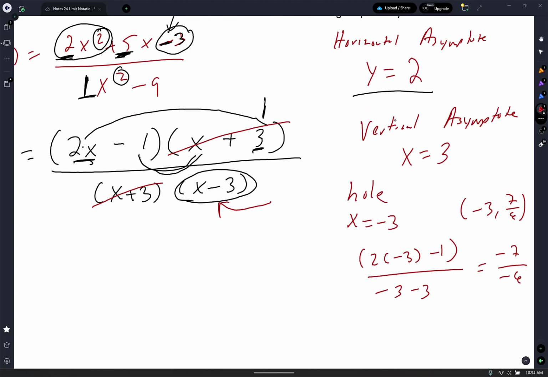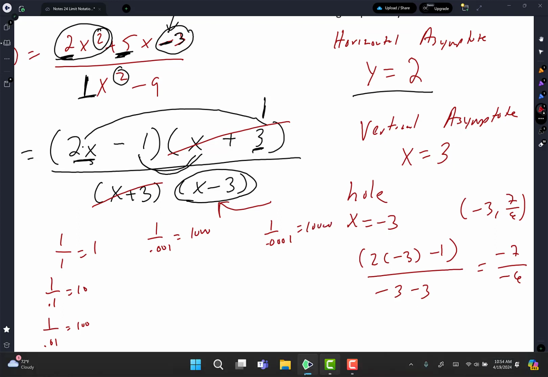So what I'm trying to say is this. Look, I'm going to keep it simple for now. 1 divided by 1, 1. 1 divided by 0.1, 10. 1 divided by 0.01, 100. 1 divided by 0.001, 1,000. 1 divided by 0.0001, 10,000. Do you see what's happening? Here's another way that you can see it better.